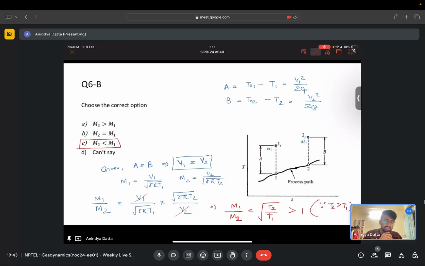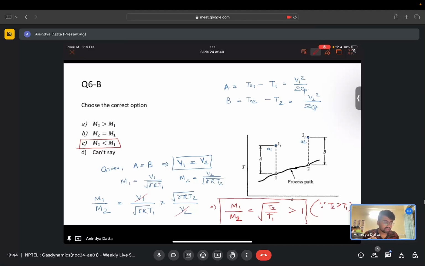Okay, let me go through this again. Look at this, what is written in red. Look at this expression. They just derived it mathematically starting from this. Okay, so A equals to B means what? I have written what is A and B, right? A is V1 square by 2 Cp, B is V2 square by 2 Cp. So A equals to B means the velocities are equal. Okay, right? So Mach number is velocity by speed of sound, or we can write Mach number is proportional to flow velocity and inversely proportional to the square root of temperature.